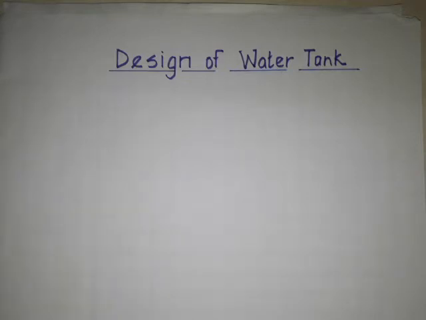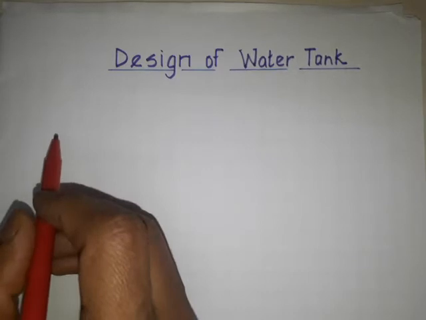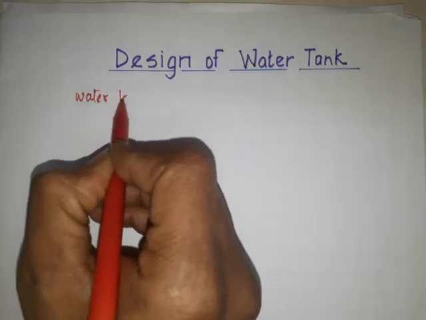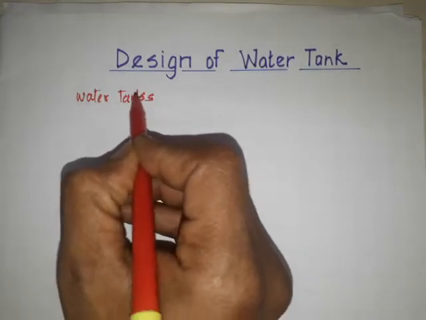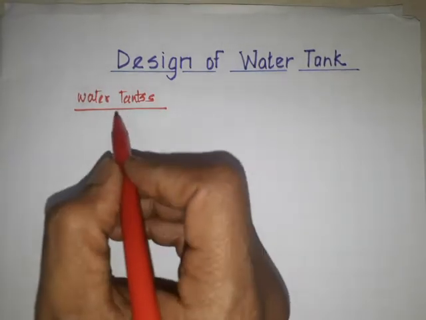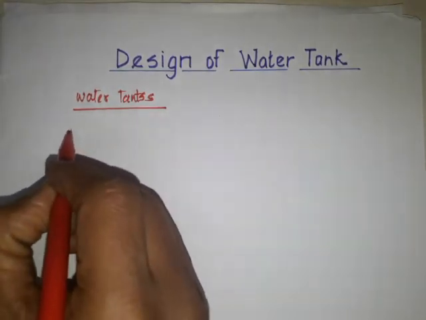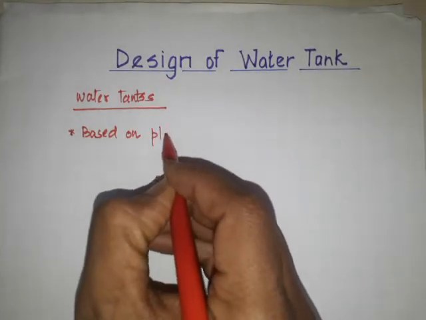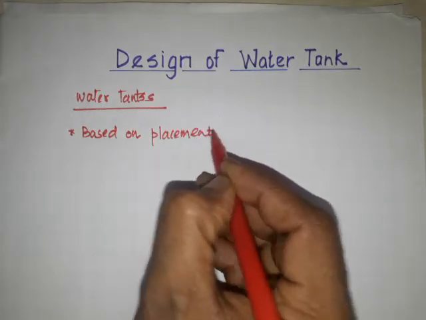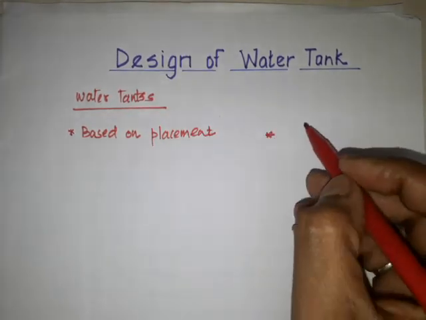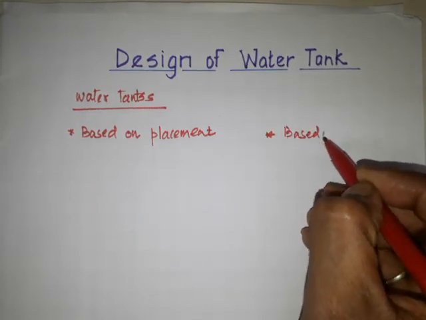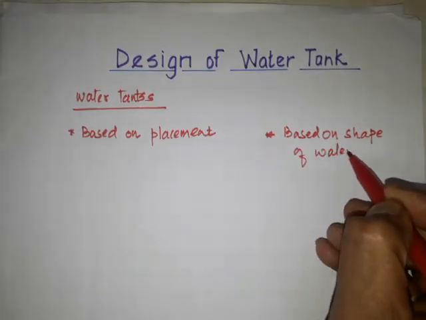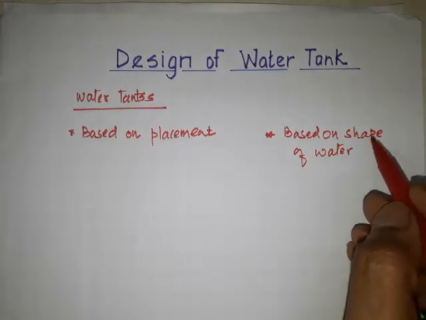In the design of water tanks, the water tanks are mainly divided into two parts. First, it is based on the placement of the water tank, and one more, we have based on the shape of the water tank. So there are two basic classifications of water tank.